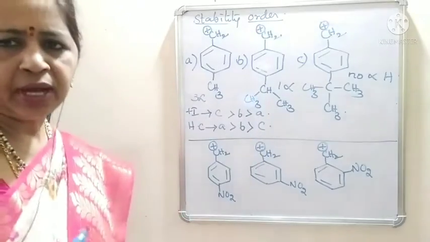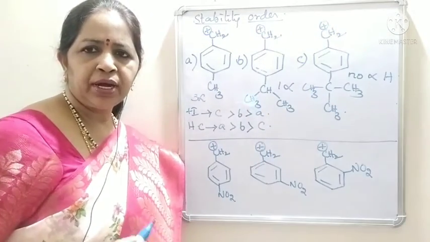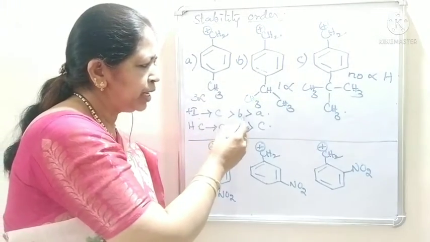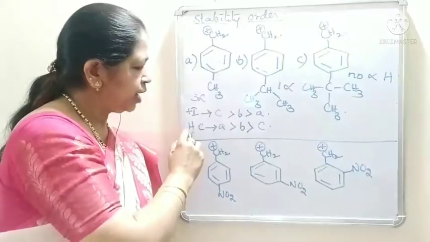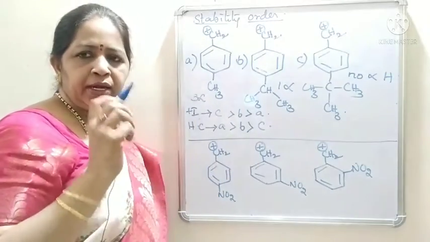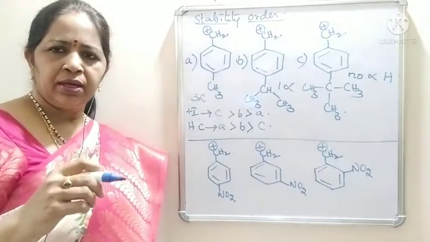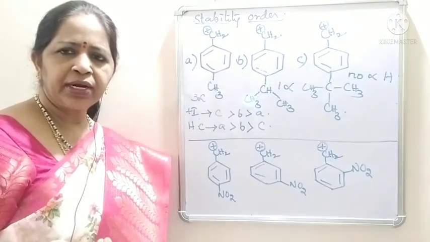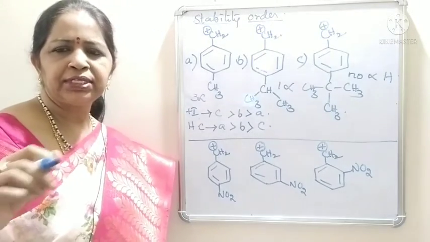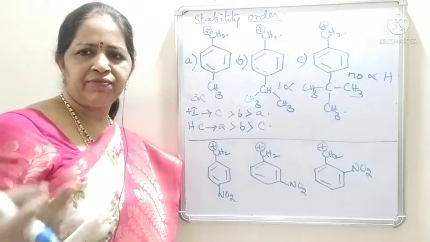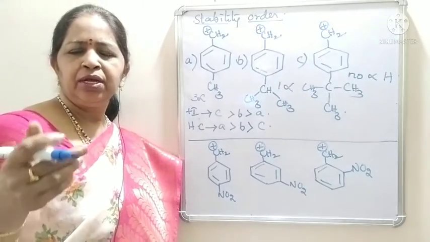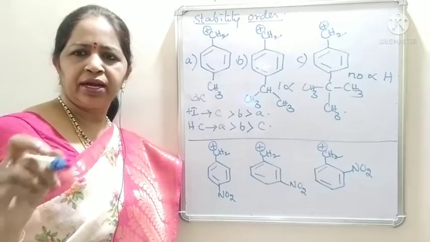Now which is the correct answer? If we consider the inductive effect, C greater than B greater than A. If we consider hyperconjugation, A greater than B greater than C. The inductive effect is less effective than hyperconjugation. In the order of different effects, the resonance effect is more effective than hyperconjugation, which is more effective than the inductive effect.